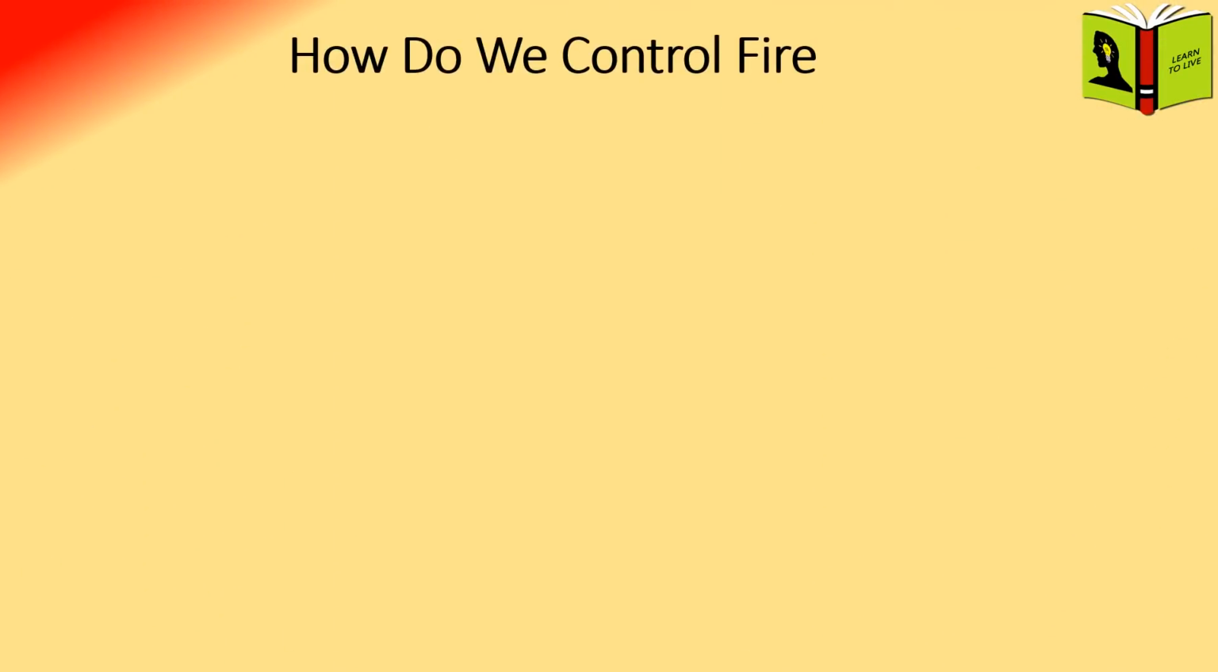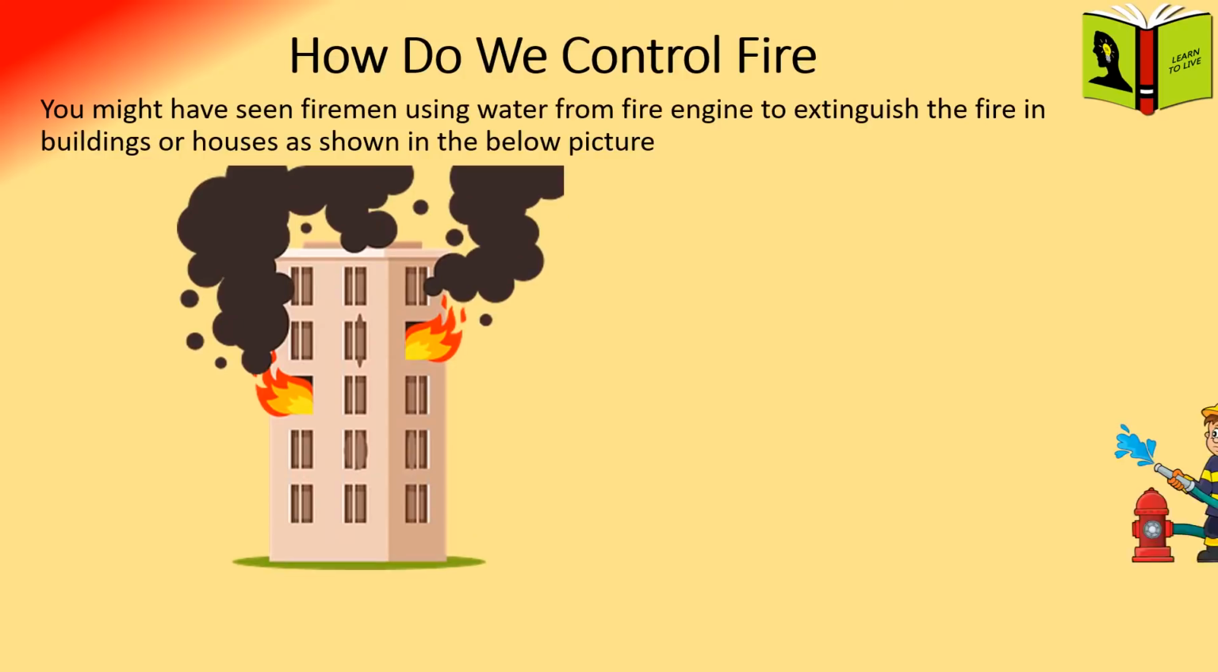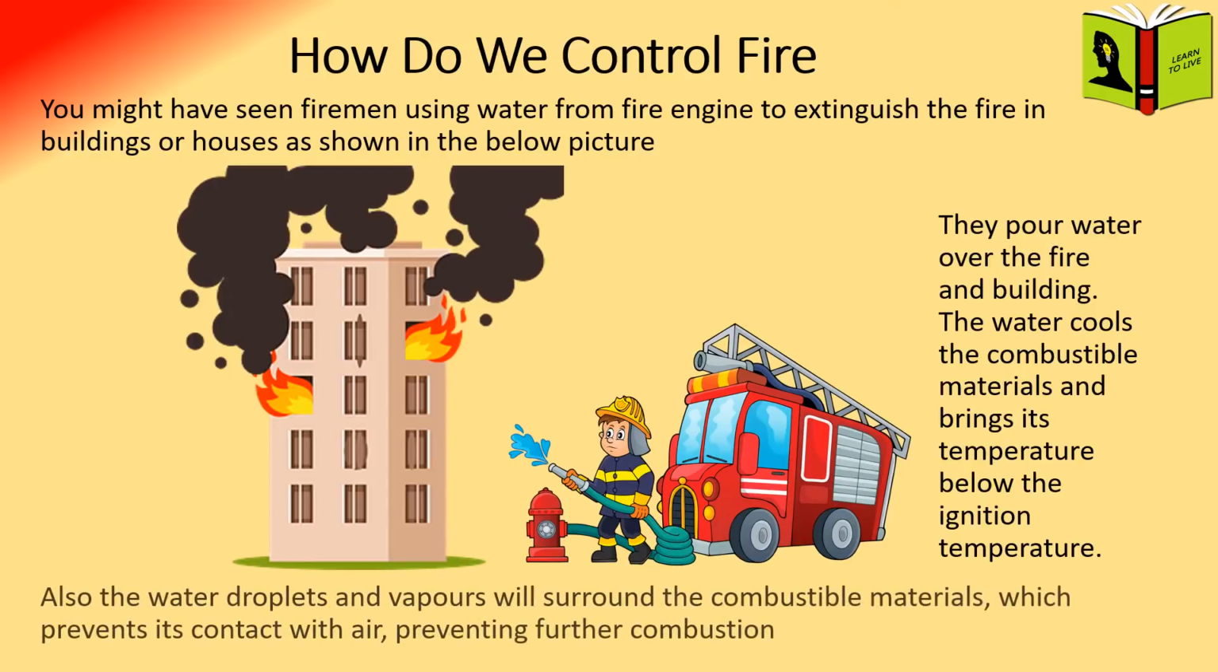How do we control fire? You might have seen firemen using water from a fire engine to extinguish the fire in buildings or houses, as shown in the below picture. They pour water over the fire and the building. The water cools the combustible materials and brings its temperature below the ignition temperature. Also, the water droplets and vapors will surround the combustible materials, which prevents its contact with air, preventing further combustion.